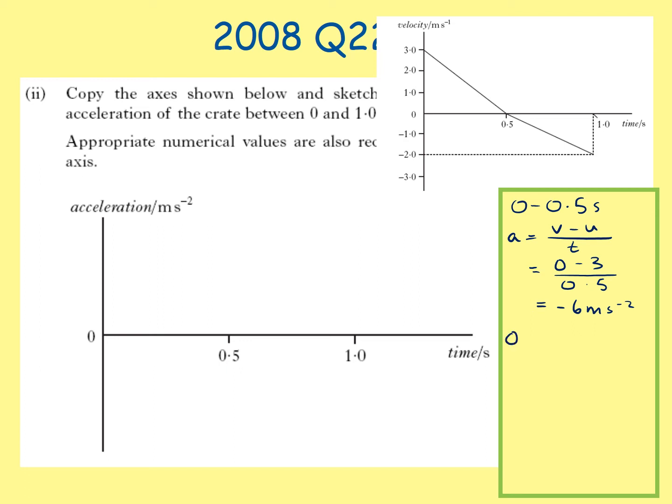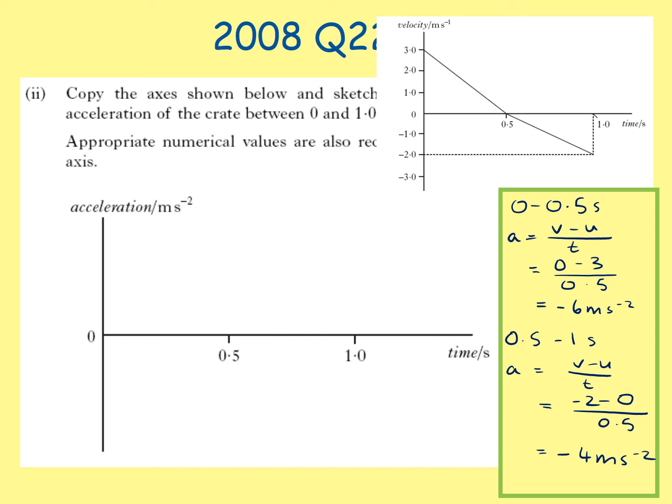The second part, between 0.5 and 1 seconds, is going to be a equals v take u over t again. Our end velocity there is -2. We started at 0, and our time was 0.5 seconds again. This gives us an answer of -4 meters per second squared.